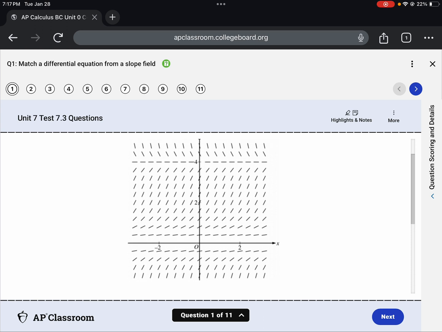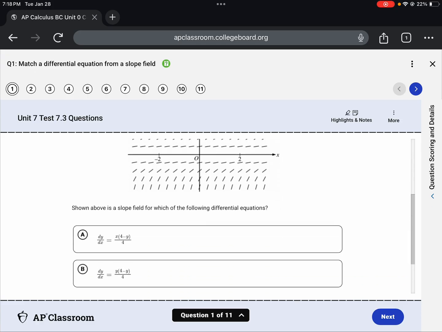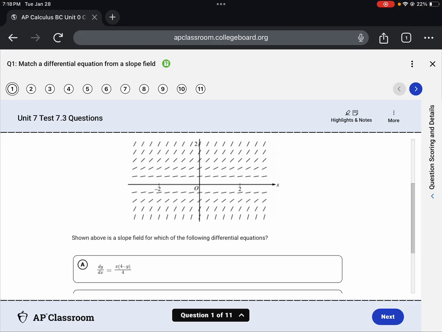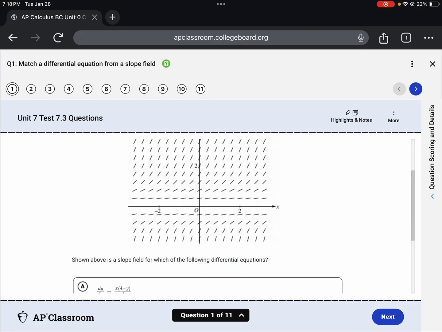So as far as pointers, what you can do for slope fields is pay attention to special values of 0. Whenever you see, like, at y equals 4, all the tangent lines are horizontal, which means that the slope is always going to be 0 at 4. However, that's not too helpful, because as you go down to the options, every one of these will be 0 when y is 4, since every numerator contains 4 minus y. So that's unfortunate, that's not too helpful.